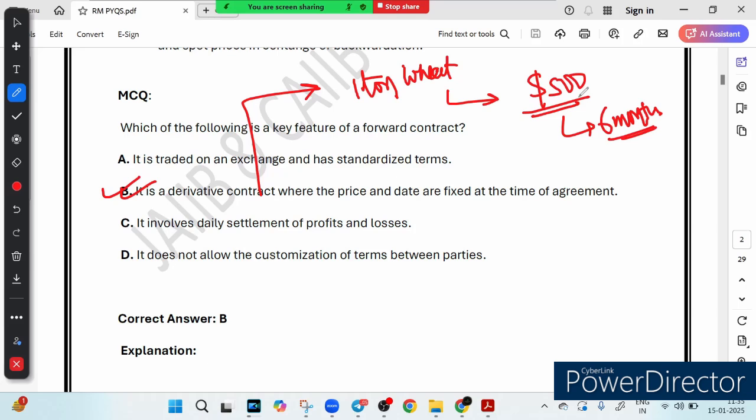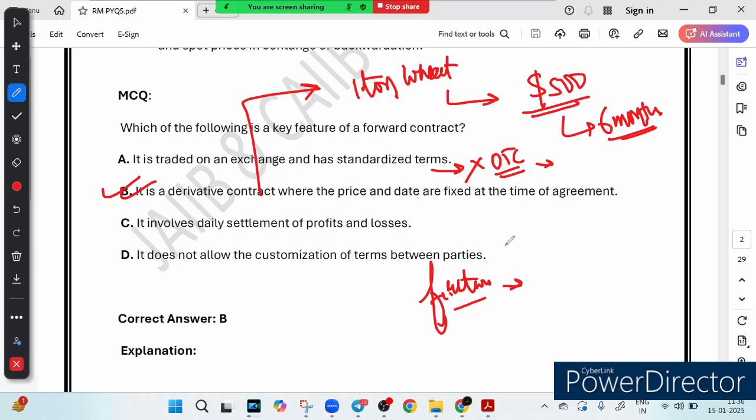Now option A says that it is traded on exchange with standardized terms. This is incorrect because forward contracts are not traded on exchange. They are OTC derivatives, over the counter agreements, which means they are privately negotiated between two parties. On the other hand, future contracts are traded on exchange and have standardized terms. For instance, if you want more flexibility in deciding terms like quantity and settlement date, you would choose a forward contract over a future contract.